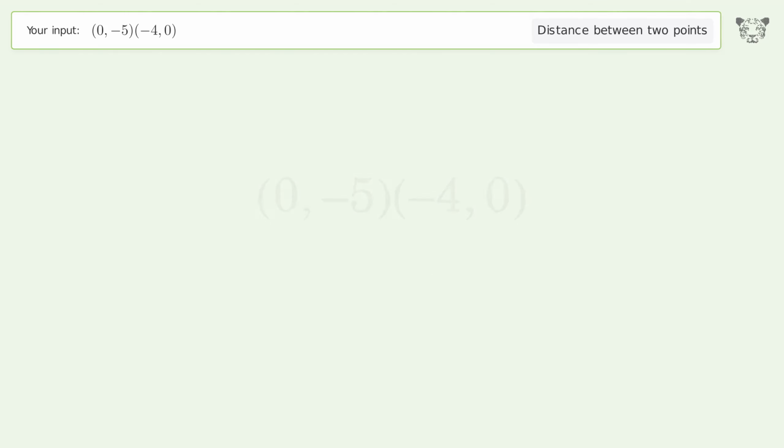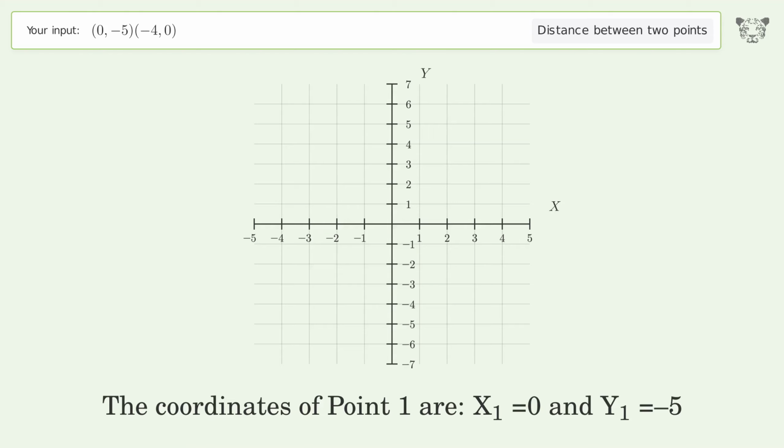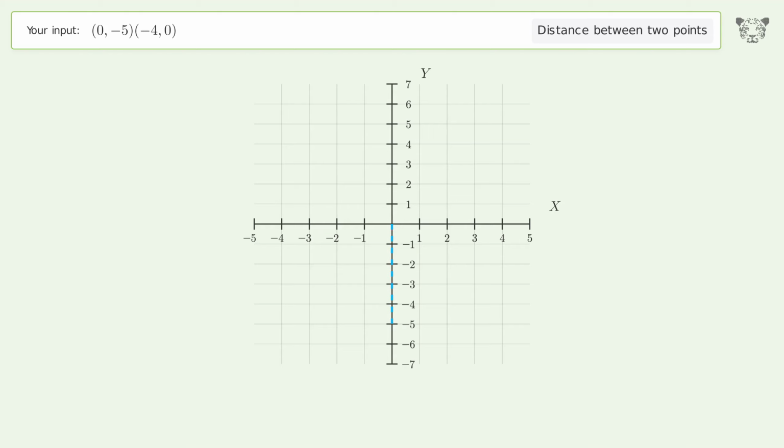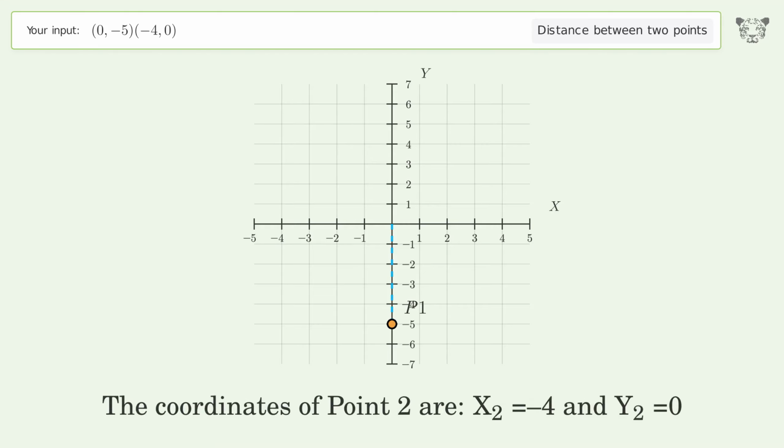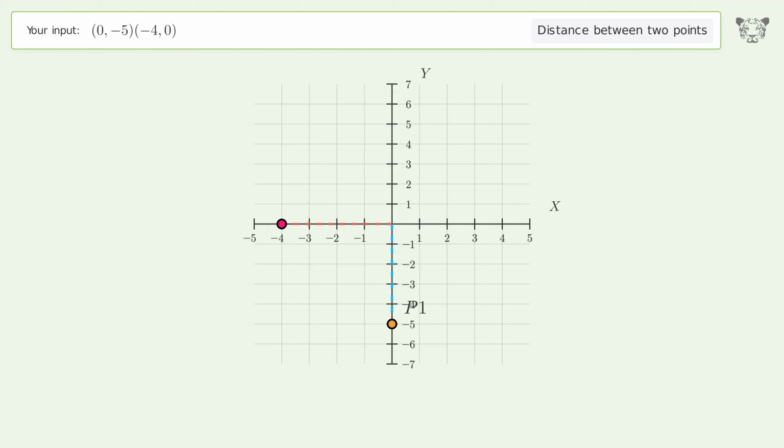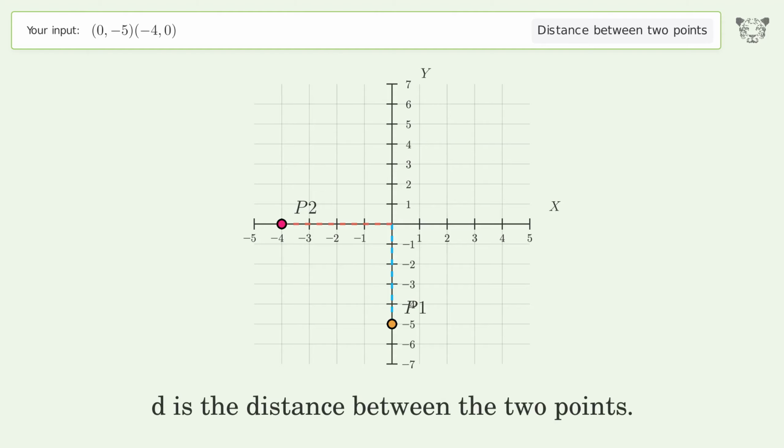The coordinates of point 1 are x1 equals 0 and y1 equals -5. The coordinates of point 2 are x2 equals -4 and y2 equals 0. D is the distance between the 2 points.